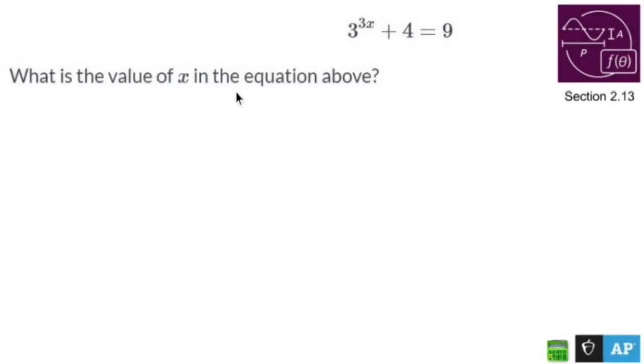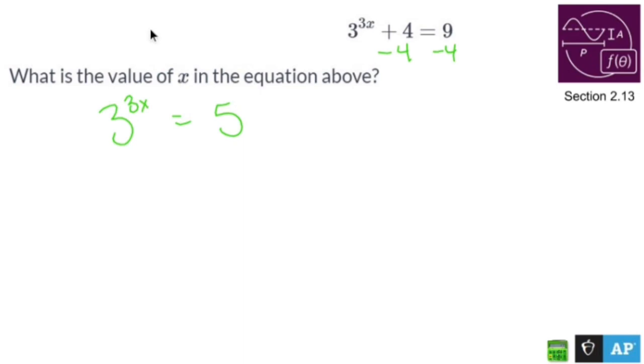What is the value of x in the equation above? All right, 3 to the 3x plus 4 equals 9, so let's get rid of 4 and hope magic happens. Well, it doesn't. This is what I meant by magic. Wouldn't it be nice if this was 27 or 9 so that I can say 3 to the 3x equals 3 squared, or 3 to the anything. That doesn't happen here. So there's not much I can do except write this in log form.